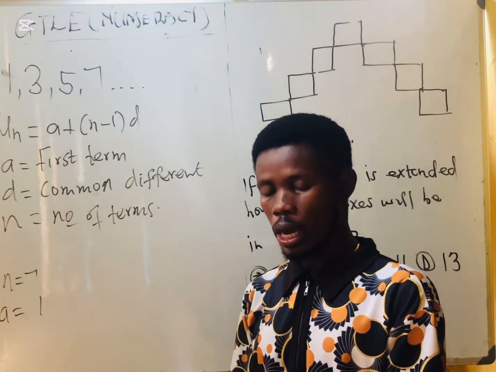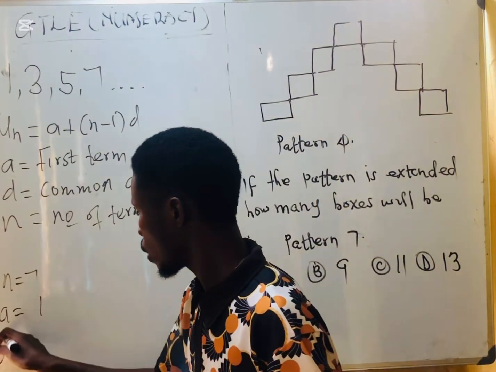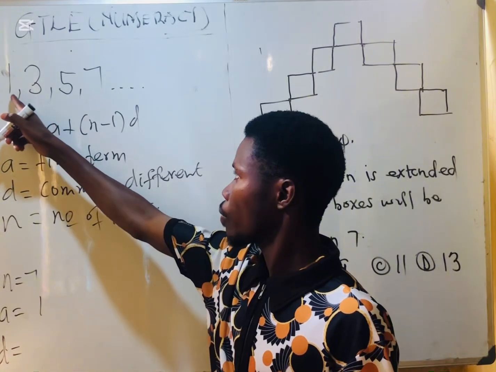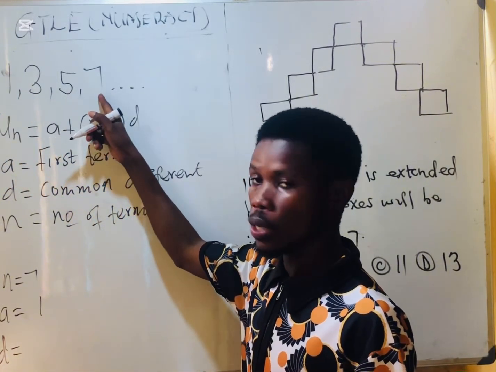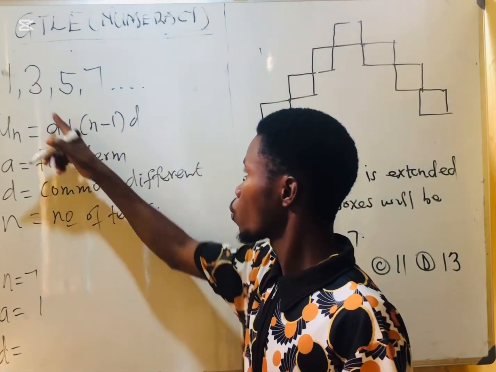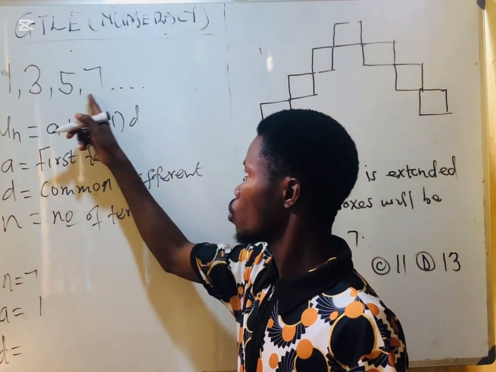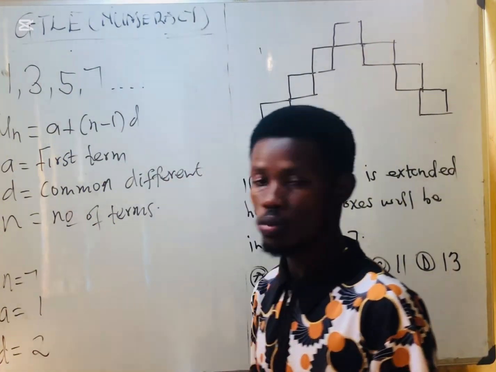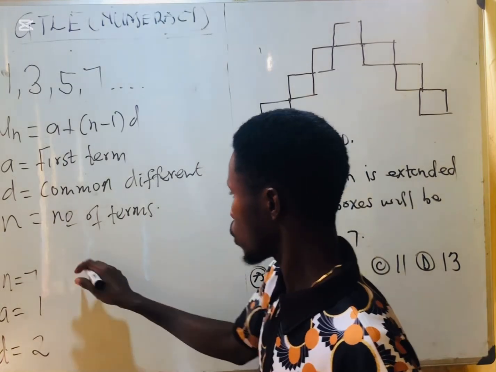What can we do to get a common difference? The common difference is the difference between the second term and the first term, or the third term and the second term, or the fourth term and the third term, in that order. So this one will be 3 minus 1, which is 2, 5 minus 3, which is 2, 7 minus 5, which is 2. So our common difference is 2. Now that we have that, let's do the substitution.